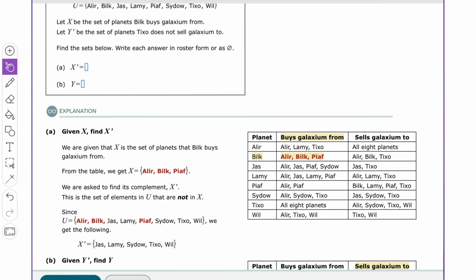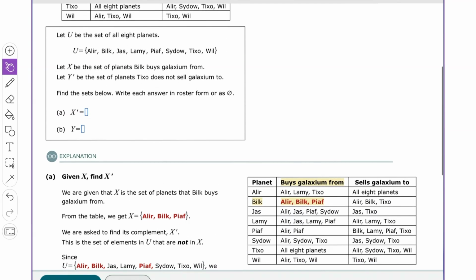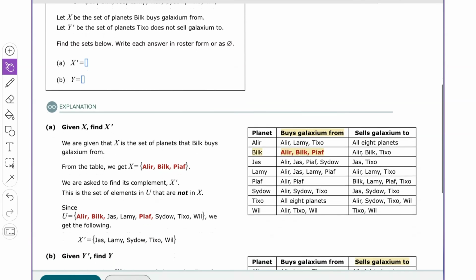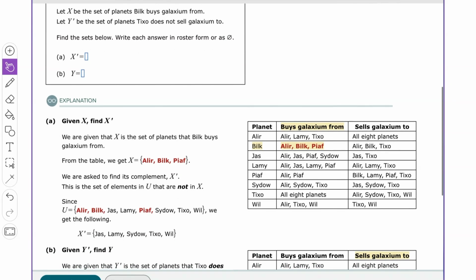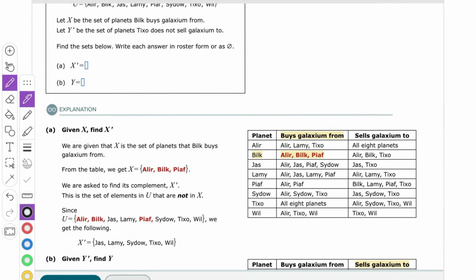So this is the set of elements in U that are not in X, okay? So up here, we're given Alir, Bilk, Jazz, Lammy, PF, Sido, Tixo, and Will. So since U has those three that are in X, if you look here, these are in X. Then if we want the complement, we need to grab all of the ones that are not in X, okay? And that is where you get the complement.